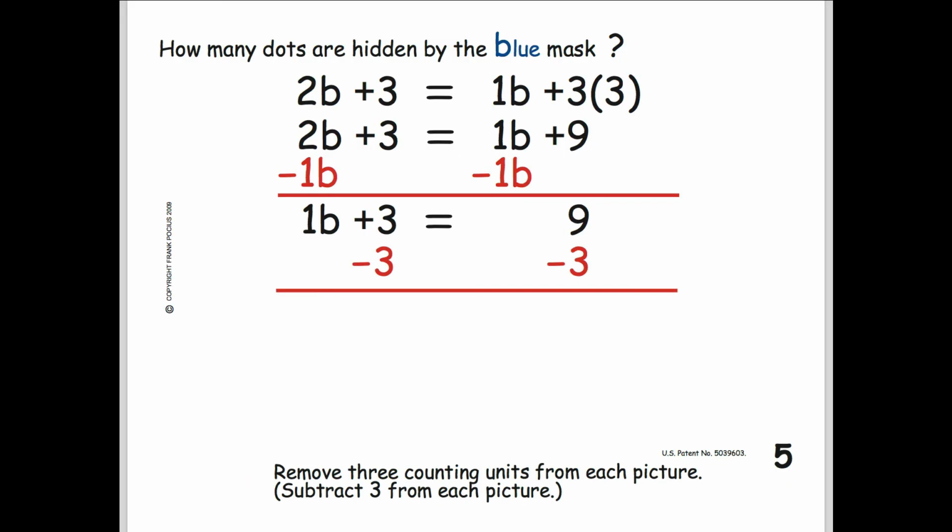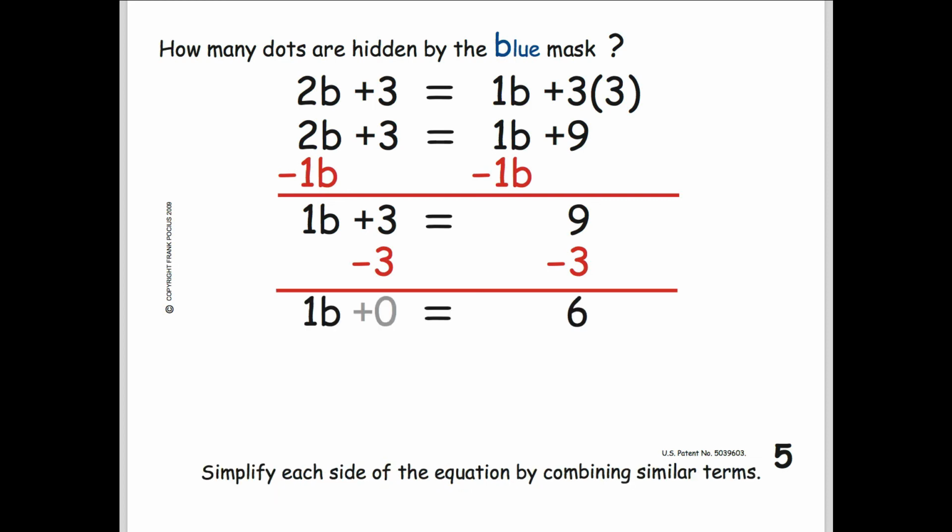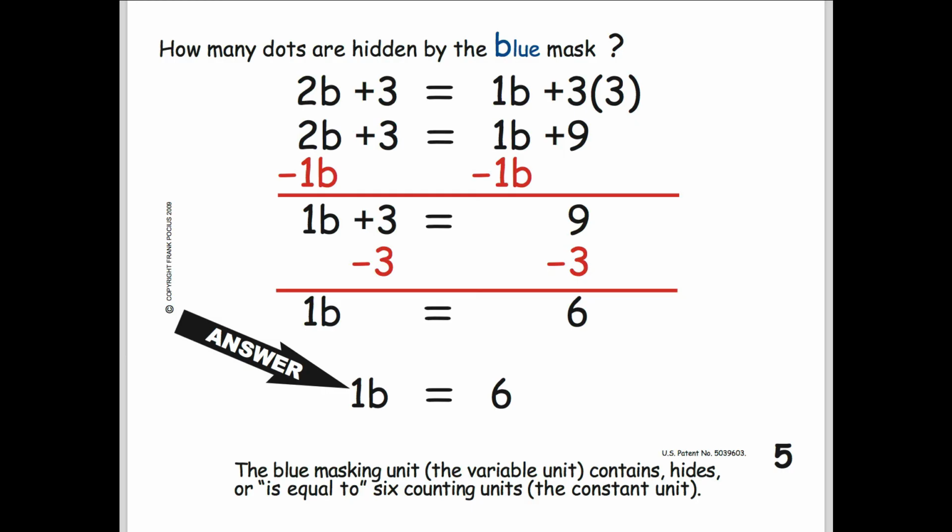Remove 3 counting units from each picture. Subtract 3 from each picture. Simplify each side of the equation by combining similar terms. The blue masking unit, the variable unit, contains, hides, or is equal to 6 counting units, the constant unit.